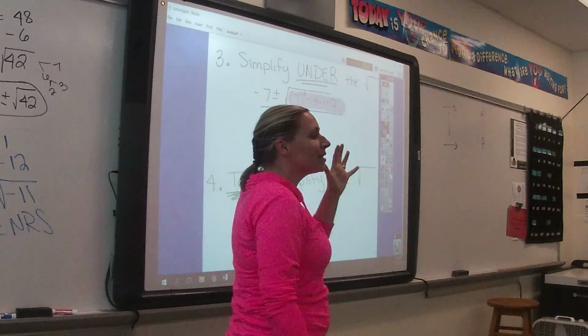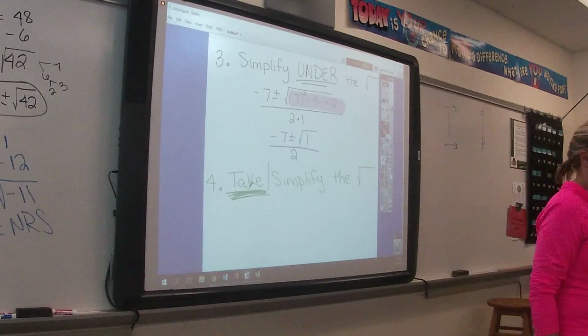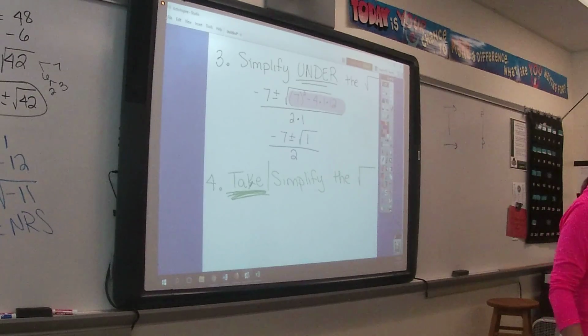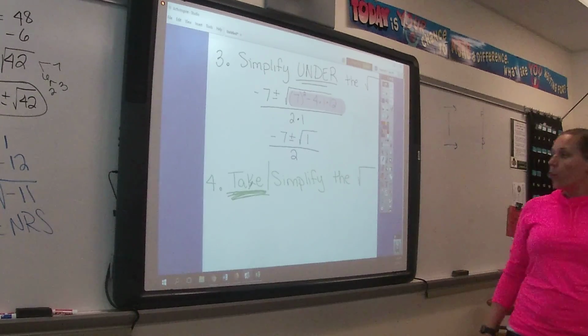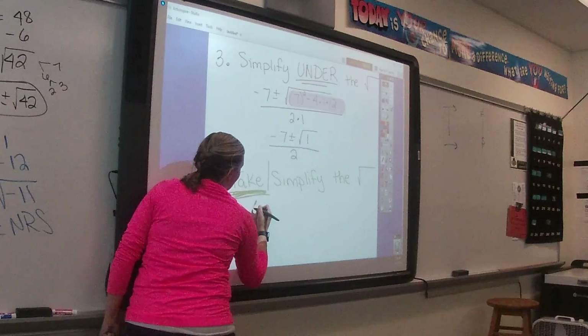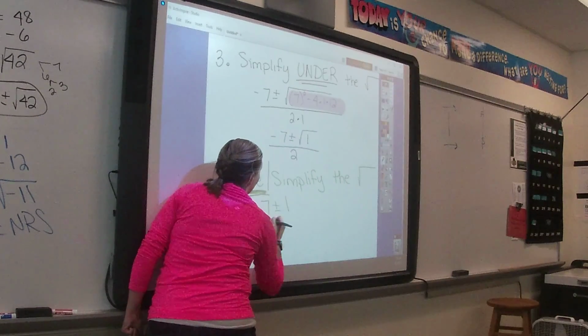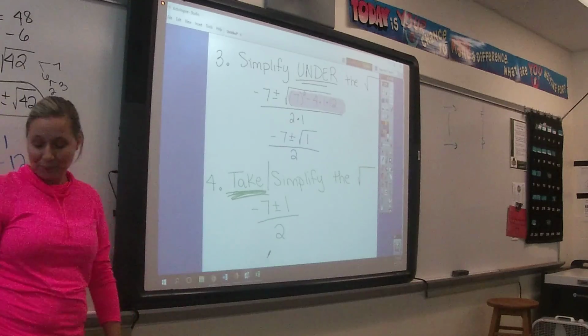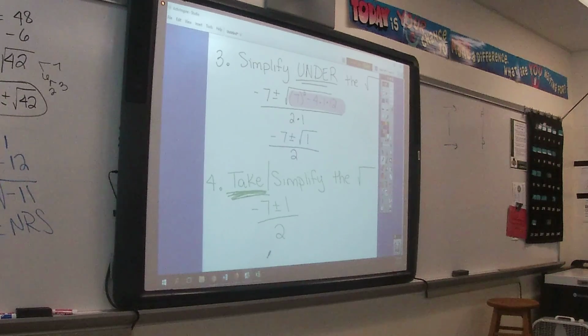Once you take that square root, the square root goes away. I would not say 6 plus 1 equals 7 plus. The addition sign is gone. Once I take the square root of this number, the square root is gone, and I am now here. So now I have negative 7 plus or minus 1 all over 2. Again, your calculator is great and you can use it, but you have to use it correctly. We have to be careful in this next step.